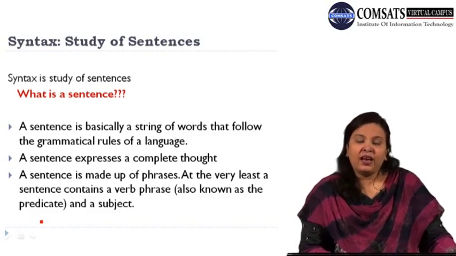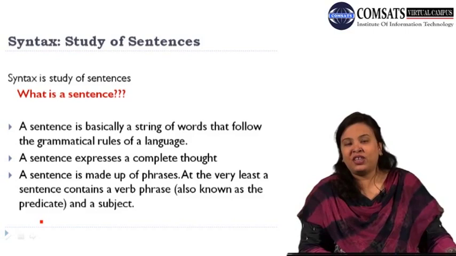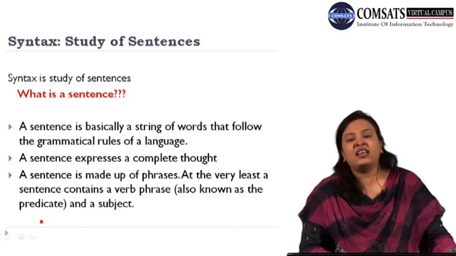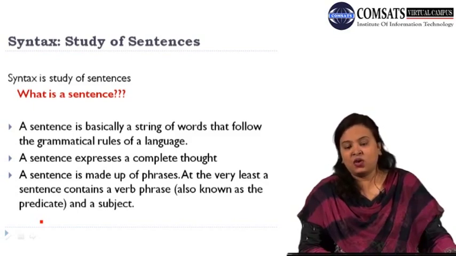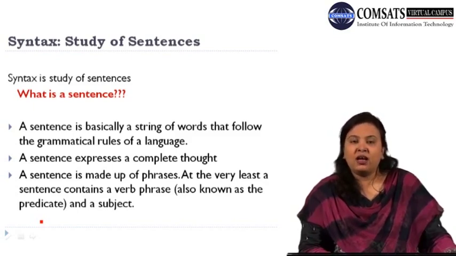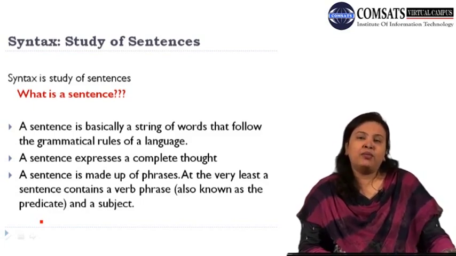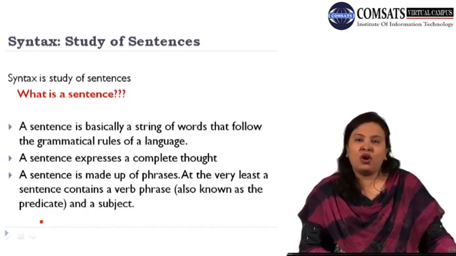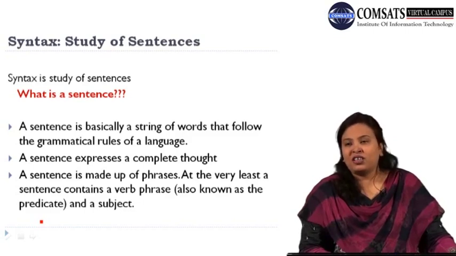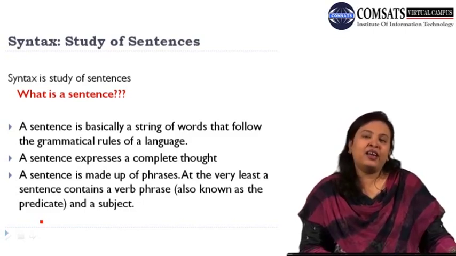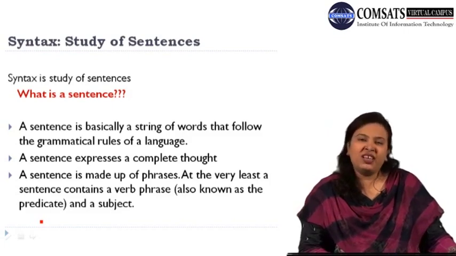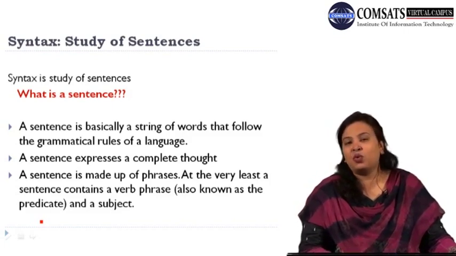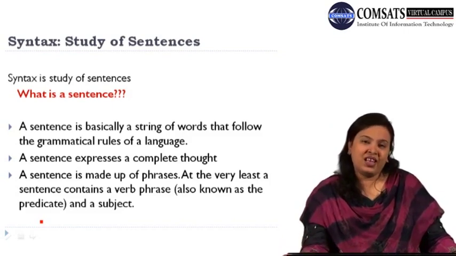But on the other hand, a sentence is a meaningful expression, and in one sentence you can express one complete thought. Now, another perspective with respect to a sentence. A sentence is made up of phrases. At the very least, a sentence contains a verb phrase, also known as the predicate, and a subject. A sentence is composed of subject and predicate, and the predicate is composed of a verb phrase. Within a verb phrase, there can be a single verb, or a combination of verbs plus some other words.